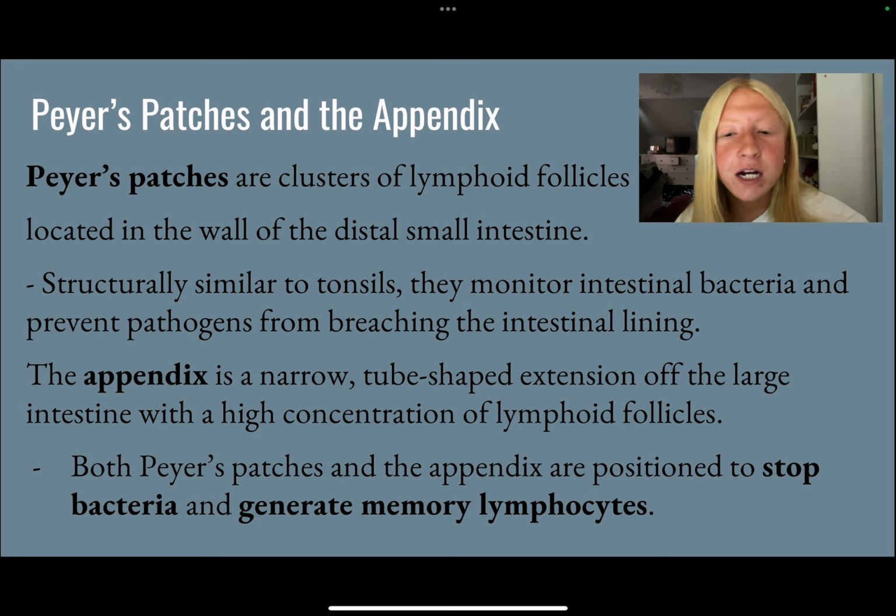The appendix is a narrow tube-shaped extension off the large intestine with a high concentration of lymphoid follicles. Both the appendix and Peyer's patches are positioned to stop bacteria and generate memory lymphocytes.